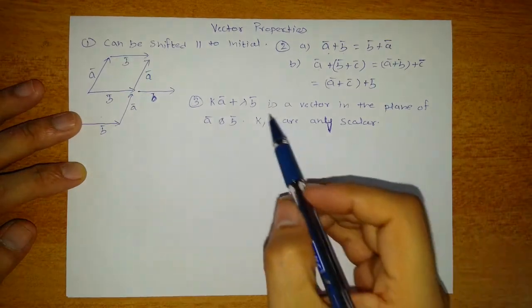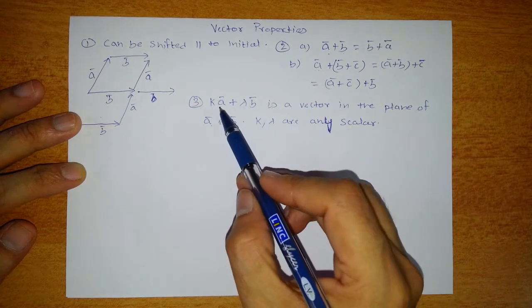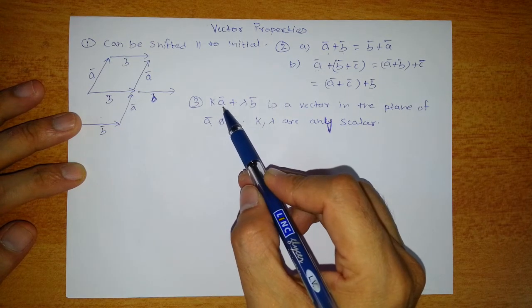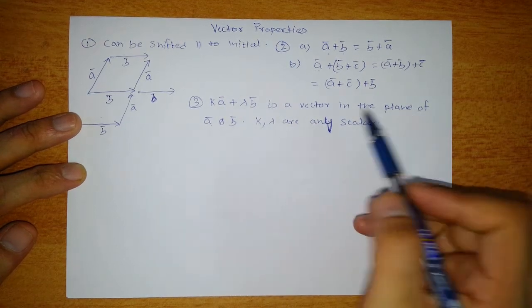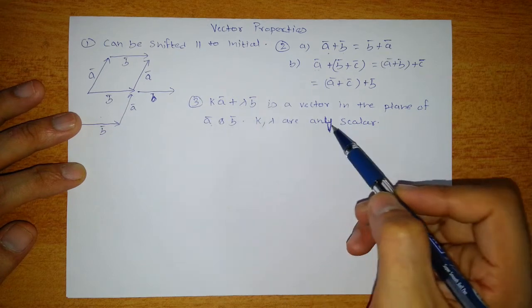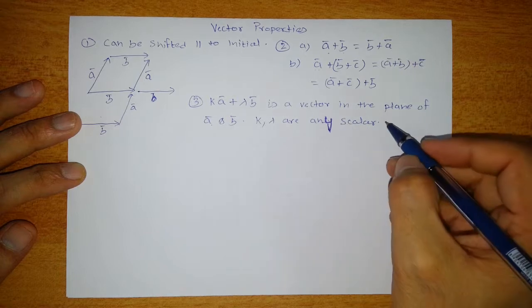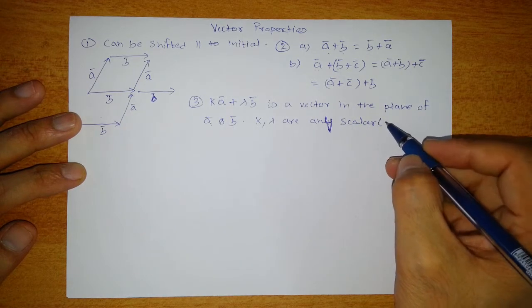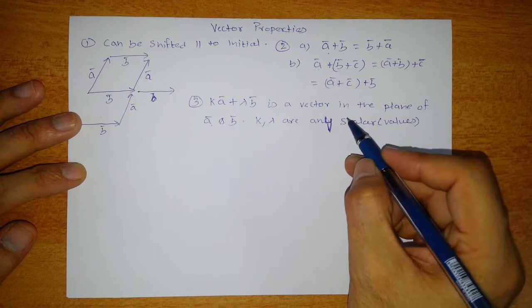In the next property, let A and B be two vectors. So kA plus lambda times B will be a vector which is in the plane of A and B. k and lambda are scalars, any scalar. They are basically some values, not just scalars, they are simply values.